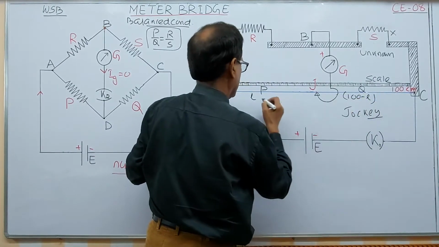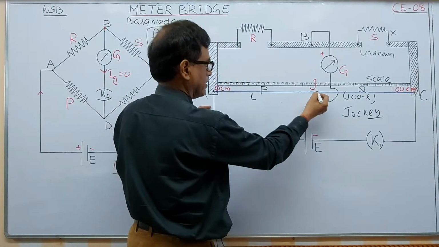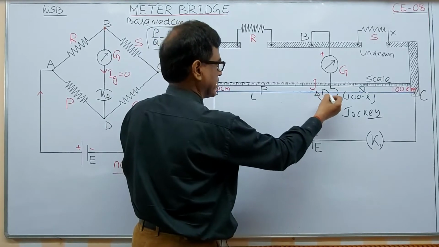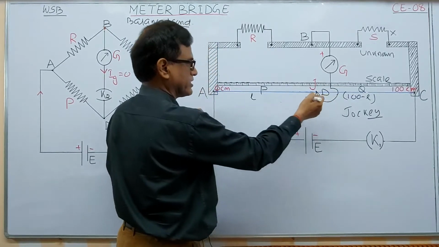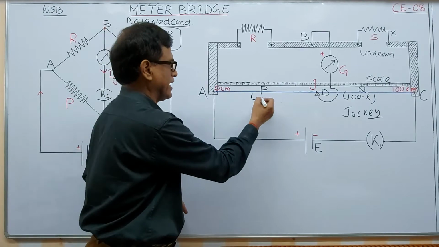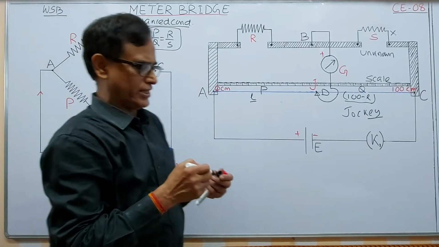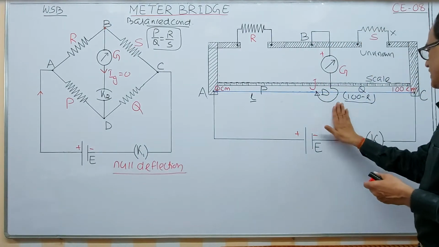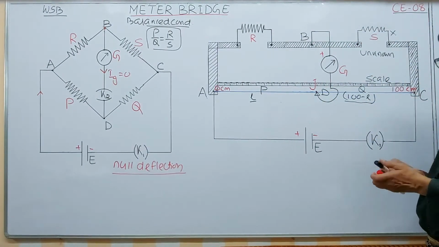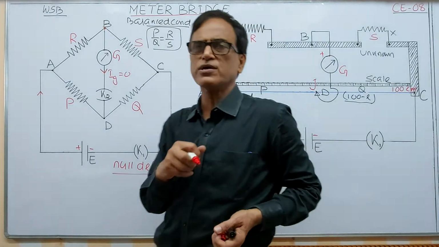It is length L and this point is D. We can say the jockey is connected at this point D. Now this length is L centimeter and the remaining length we can say 100 minus L centimeter, because total length is 100 centimeter. Then how to find out the resistance of that wire?